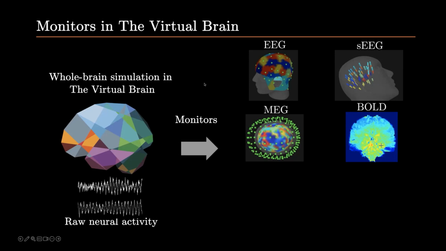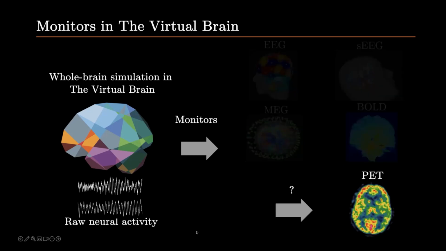Basically, for me, one of the holy grails of brain simulation is to optimize the model to produce one modality and then get the other modality for free, because this shows that our model has predictive power. So it's natural to ask if we can also implement a model in The Virtual Brain which resembles PET signals. And this is what the project is about.